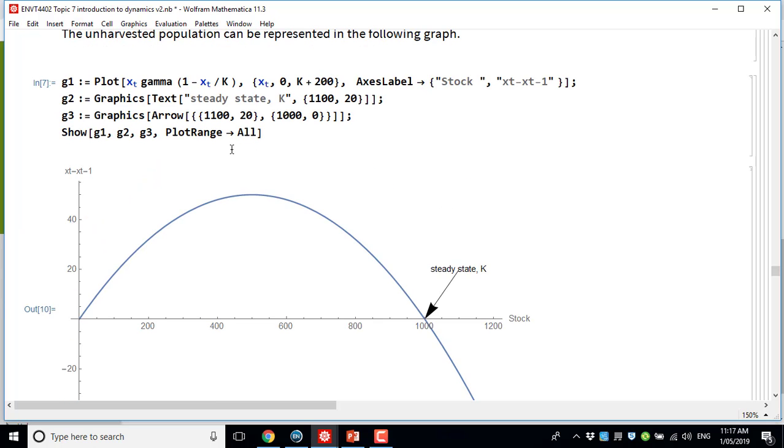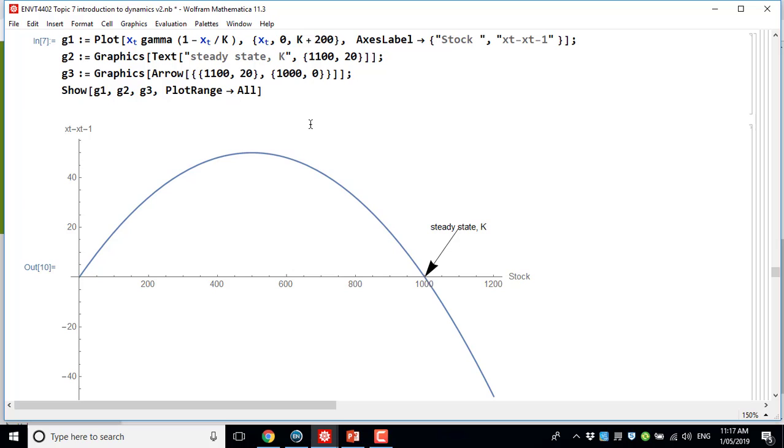you can start off by generating this equation, which gives the growth curve that's used in the Gordon-Schaefer model, which is just the logistic.